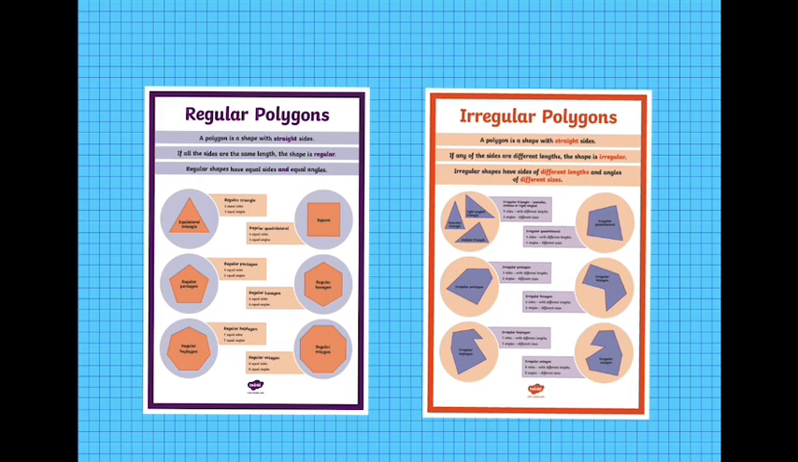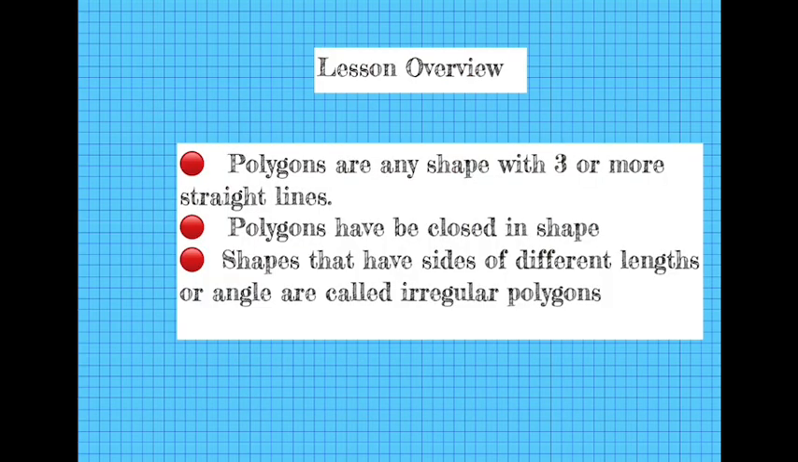Okay, so overview of today's lesson. Any shape with 3 or more sides that are straight and closed in is a polygon. Triangles, squares, hexagons, you name it. As long as they're straight lines, they have at least 3 sides, and they're closed in, it's a polygon. But if the lengths of the sides or the angles inside are not exactly the same as each other, then the shape is an irregular polygon. So if your triangle isn't an equilateral triangle, it's an irregular polygon. If your hexagon has 6 sides but the sides are different lengths, then it's an irregular polygon.